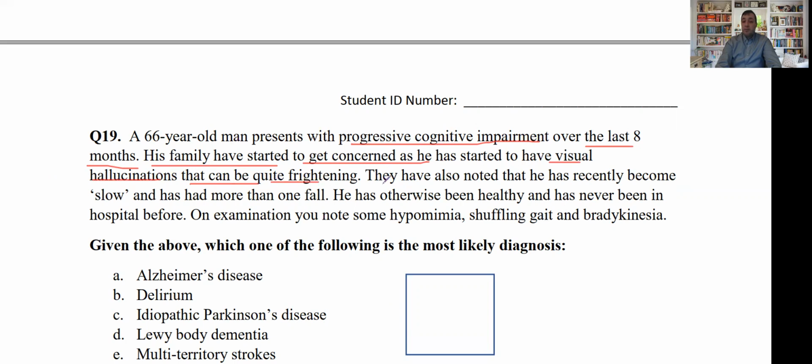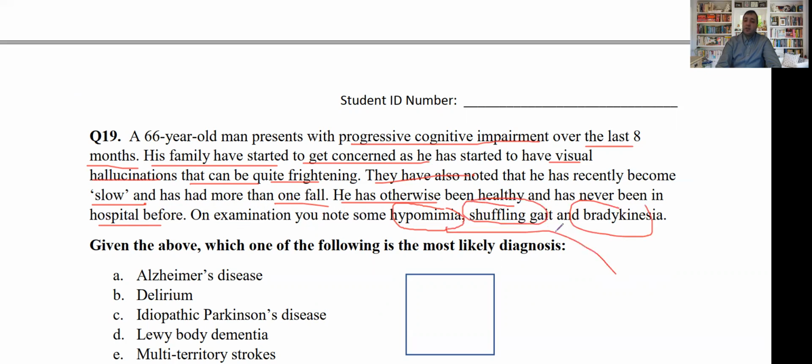They have also noted that he has recently become slow, and he has had more than one fall. So he had a history of falls. He has otherwise been healthy and has never been in the hospital before. On examination, you note some hypomimia in the face, decrease in the mimetic features of the face, and shuffling gait and bradykinesia.